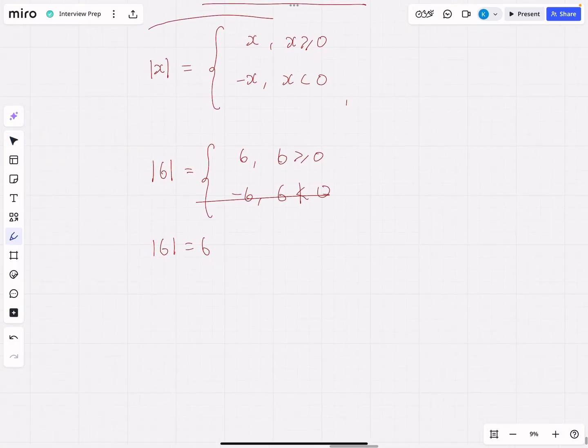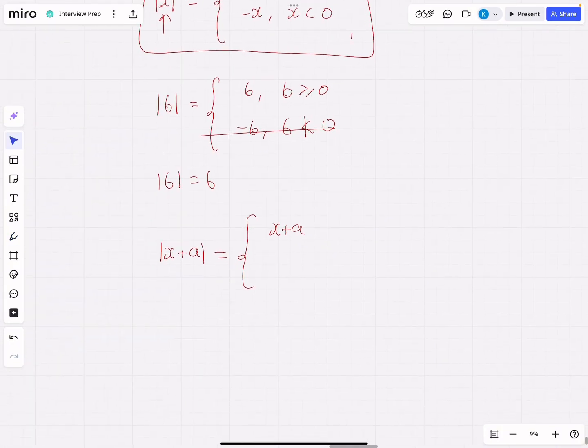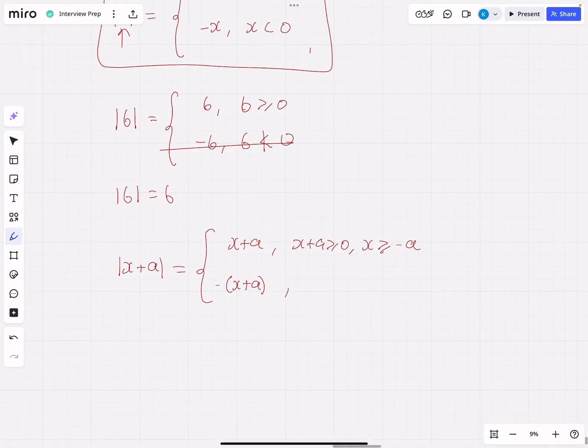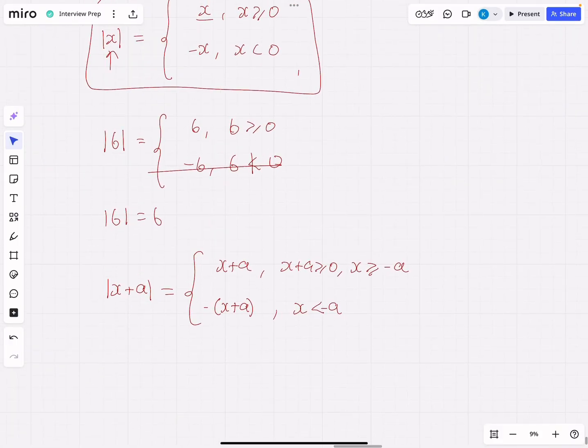Now, where this definition comes in handy is when this input is not a number. So, for example, if I had x plus a, well, the modulus of x plus a is going to be x plus a. Now I replace x with x plus a when x plus a is greater than or equal to 0. So that means when x is greater than or equal to minus a. And it's going to be minus x plus a when x is less than minus a, sorry. Okay? So hopefully this new definition makes more sense.